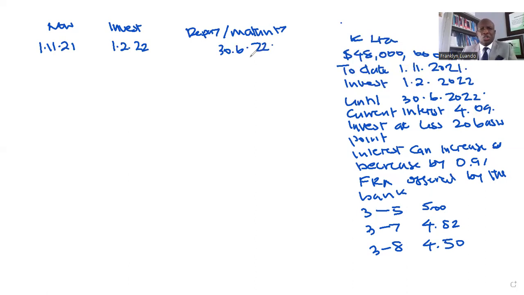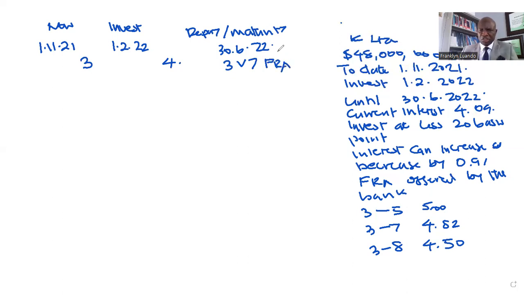2022. So now, the purpose of having such type of information is to determine when are they going to borrow and for how long. So here, in 3 months' time, that is from 1 November up to 31st January, that is 3 months. In 3 months' time, they are going to invest for how long? For 4 months. So this will be quoted as 3 versus 7 FRA.